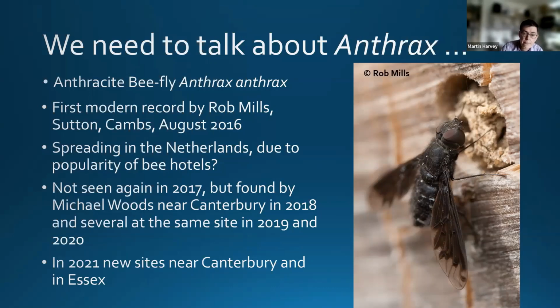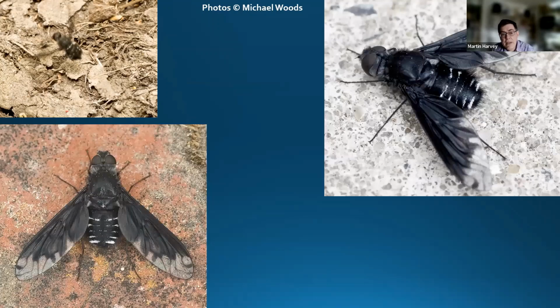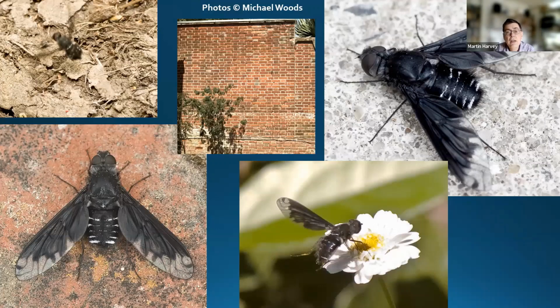The first glimpse that Michael Woods got in Canterbury was this rather blurry photo, which was a little bit difficult to absolutely confirm which species it was, but we thought it probably was this bee fly. But Michael has gone on to see lots more of them and to get many fantastic photos of them, and they are now a regular feature of his patch, visiting flowers, and they particularly like to investigate this wall where the solitary bees are nesting in the mortar between the bricks. I don't think Michael has quite yet managed to pin down exactly which species of bee the bee fly is associated with, but they definitely seem to be very keen on this particular wall.